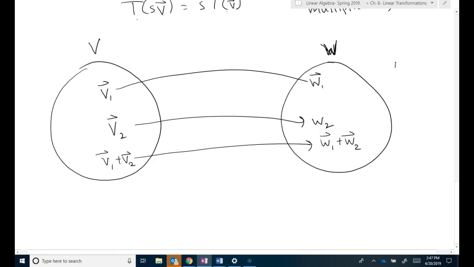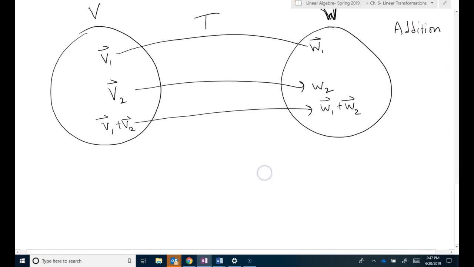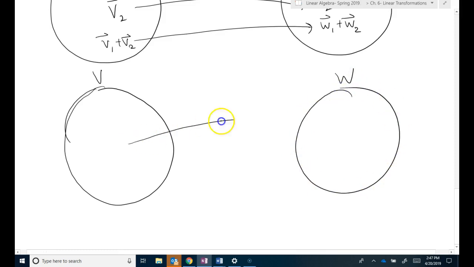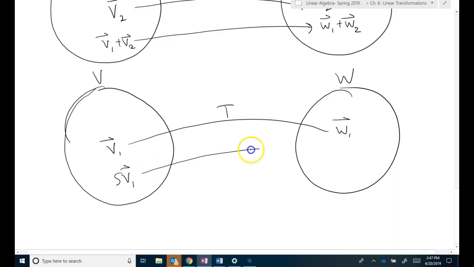And that's addition. These are all under T, right? It's addition. Or, in scalar multiplication terms, if I have V and I have W, and I take T, and I have V1, and V1 goes to W1, and I have SV1 going to SW1. And that's the idea of a linear mapping, okay?